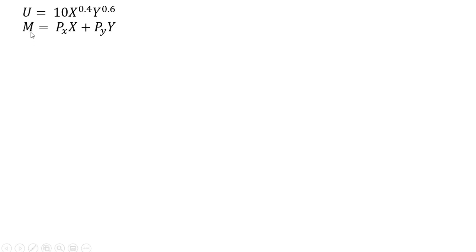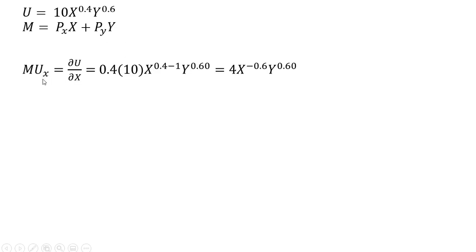The consumer has some M, money income. We've got the price of good X multiplied by units of good X, plus the price of good Y times units of good Y. We're going to start by getting the marginal utility of good X, taking the partial derivative of the utility function. We take the exponent on the X term and bring that down in front, so 0.4 times 10. And then on the exponent on the X term, we subtract 1. We don't do anything with the Y term, and that simplifies down to the following.